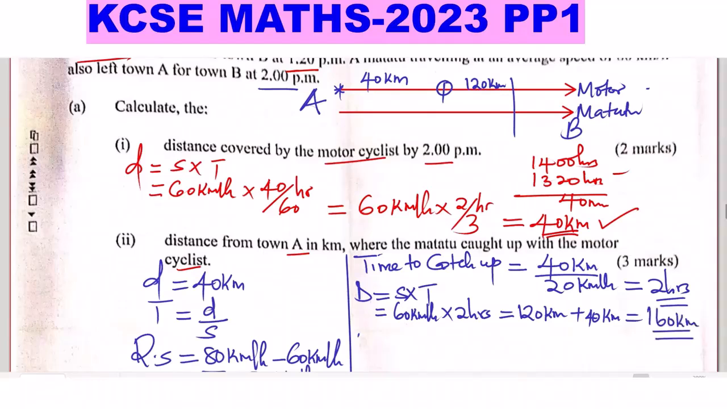The second way is when you decide to use the matatu from A. The matatu had not covered any distance, so we go directly and we get speed times time. It was moving at a higher speed, 80 kilometers per hour. Then time taken to catch up was 2 hours. So this one will still give you 160 kilometers. So the same answer. That is the distance from town A.